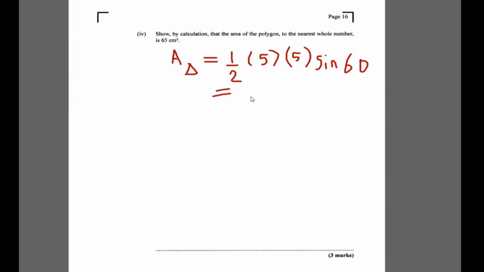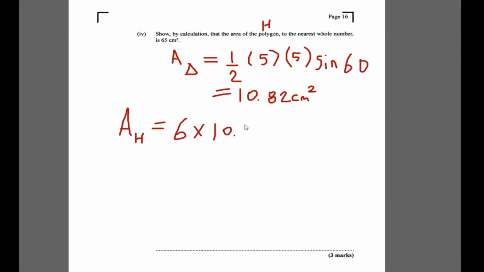We multiply it, so I'm getting 10.82 is the area of the triangle, 10.82 centimeters square. Now that the area of the triangle is 10.82 centimeters square, the area of the hexagon, I'm going to call it H. So I'm calling the hexagon H. So the area of the hexagon is 6 times 10.82.